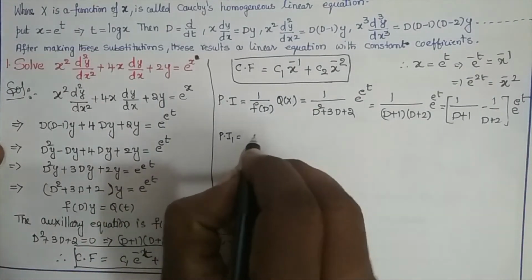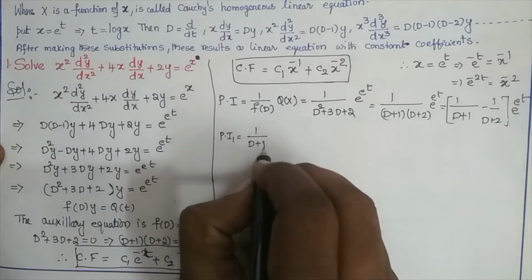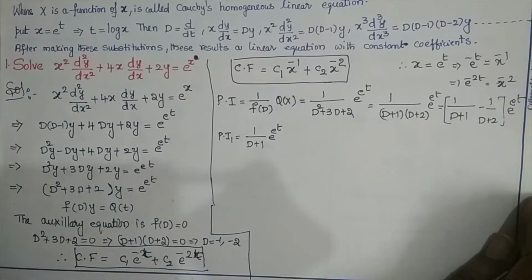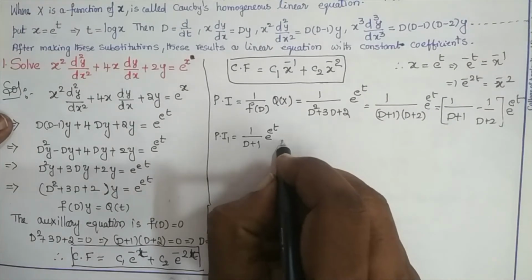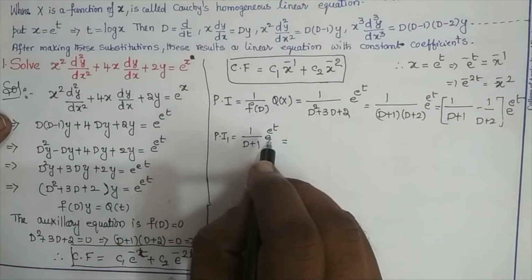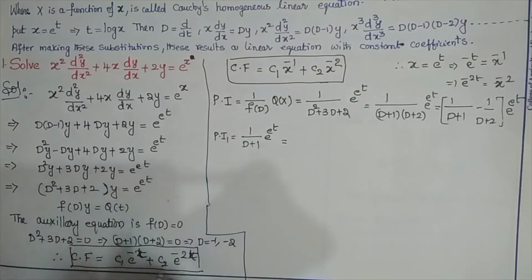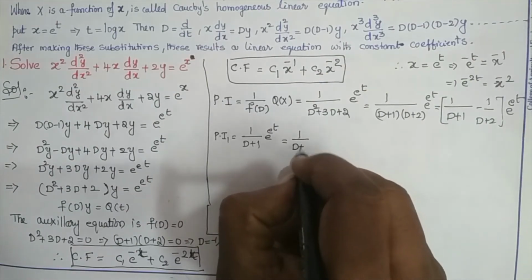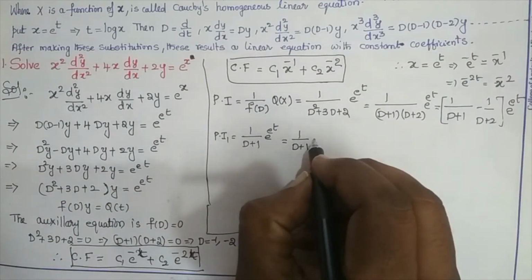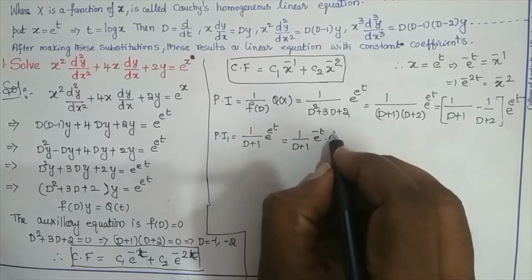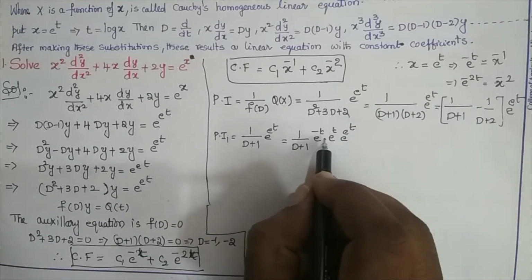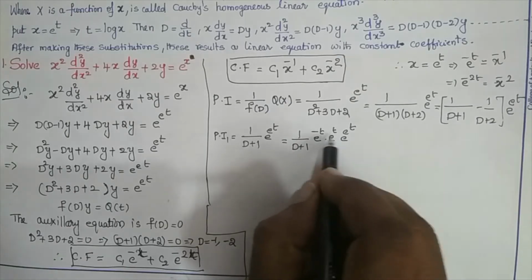PI1 is 1 by D+1 e^t. This is part 1, and part 2 is 1 by D+2 into e^t. The problem is here there is no direct formula for this one, so we can take some modification, 1 by D+1 as it is. So I can imagine 1 as e^(-t) into e^t. 1 can be written as e^0. So e^0 can be written as e^(-t) into e^t. So again it will come same one.